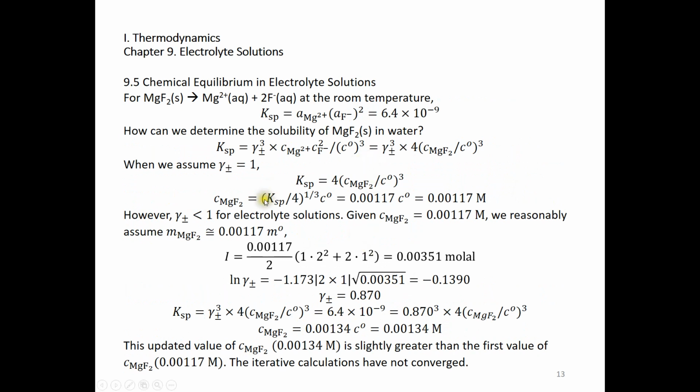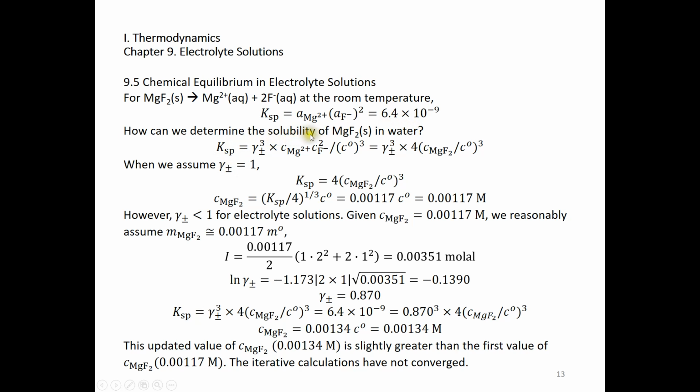Again, let's look at this example. Magnesium fluoride decomposes into magnesium cation and fluoride anion at room temperature in water. So this is going to be given to you. For example, the solubility product equilibrium constant for this is 6.4 times 10 to the power of -9 at room temperature. Again, very likely this value will change as temperature changes. Usually this value increases as the temperature increases.